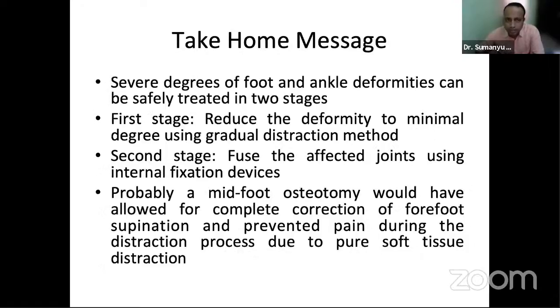So the take-home message is that severe degrees of foot and ankle deformity can be treated in 2 stages. One stage will correct the deformity to a minimal amount using the gradual distraction method, and then a fixation device is used to keep the joints fused. And probably a midfoot osteotomy would have avoided the painful event which happened during the procedure, and probably the forefoot supination would have been corrected in a better way. Thank you.